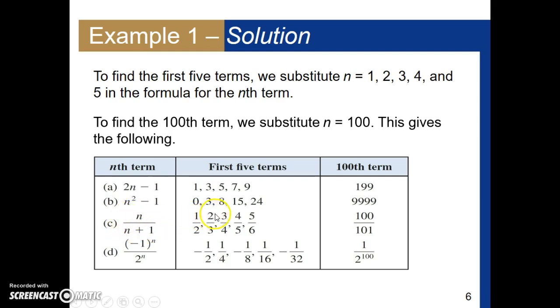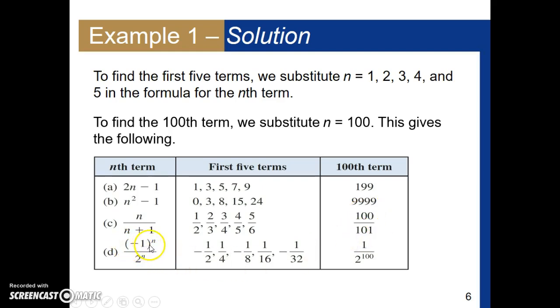You have to look at the sequence that is the numerators and come up with an nth term for that, and then separately look for the sequence that is in the denominators, and try to come up with an nth term for that, and then show those as a ratio. So here on C, n over n plus 1, where n is 1, we get 1 over 1 plus 1, or 1/2. Where n is 2, we get 2 over 2 plus 1, or 2/3. So you can see how that would generate that sequence. For the 100th term, we would get 100 over 100 plus 1, and that's where we get 100 over 101.